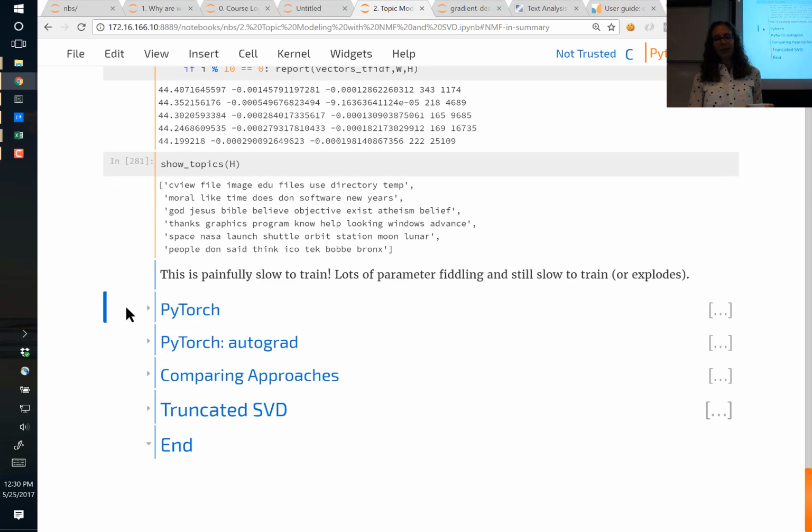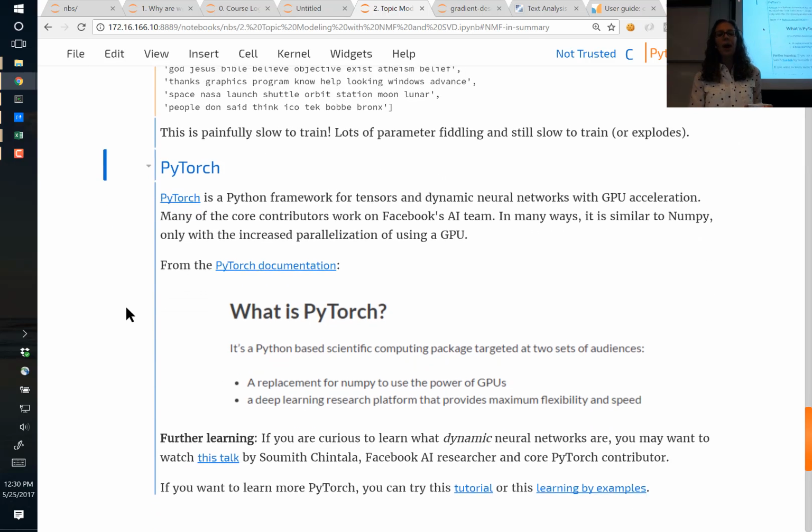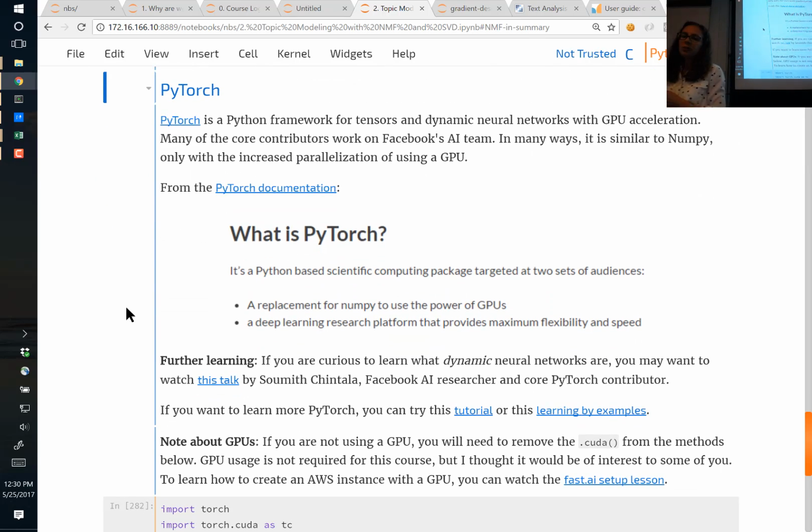All right, so one way we could speed this up is to use PyTorch. PyTorch is a Python framework for dynamic neural networks with GPU acceleration. It was just released in January, and many of the core contributors are on Facebook's AI team, and it's used at Facebook as well as I think many other companies. Twitter's using it. But it actually has two purposes. In addition to being, I think, a really excellent deep learning framework, it's also a replacement for Numpy that uses the GPU.